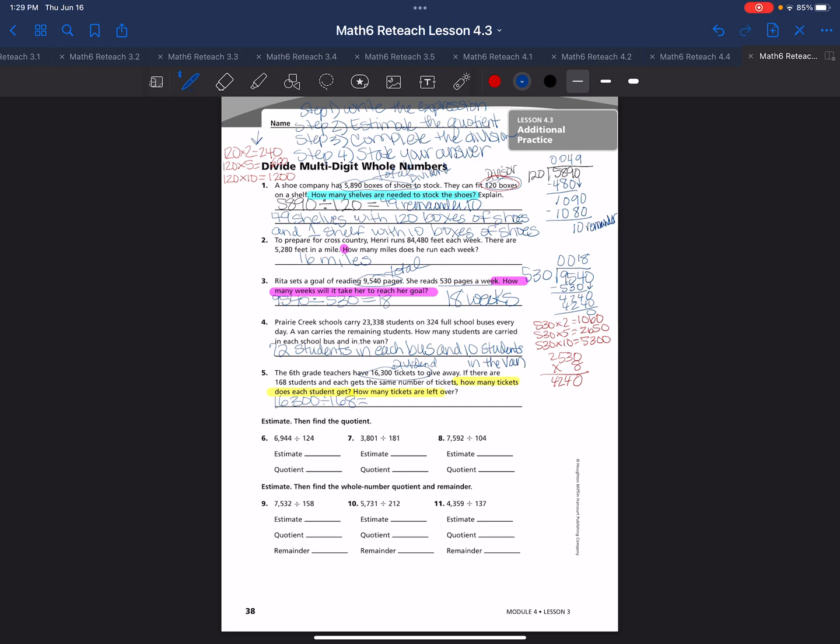And because we get 97, remainder four. So how many tickets does each student get? Each student gets 97. So 97 tickets for each student, with four tickets left over.